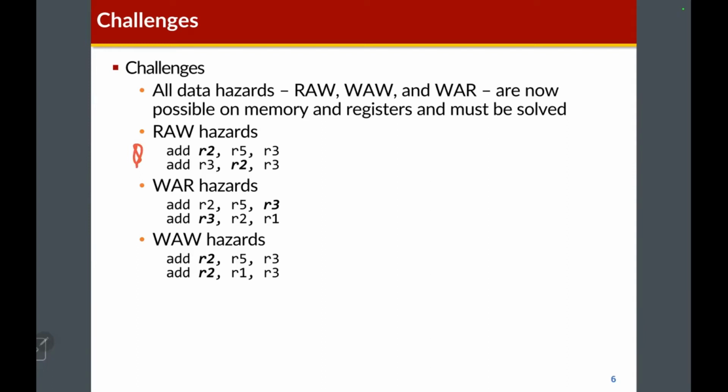So we need to consider additional data hazards. In the out of order execution architecture, we need to also consider the WAW hazard and the WAR hazard, right after the RAW hazard. So we need to consider these different kinds of hazard. In this slide, I just showed examples of hazards for registers, but we need to consider the data hazard in memory.